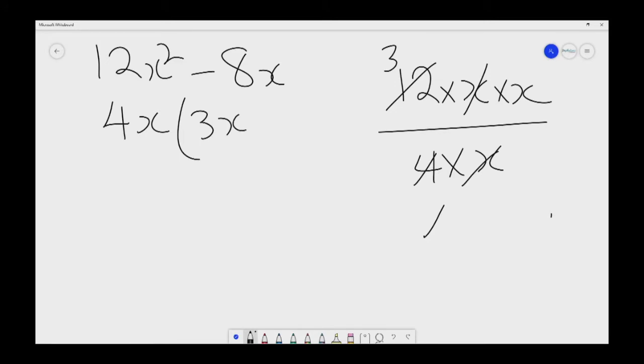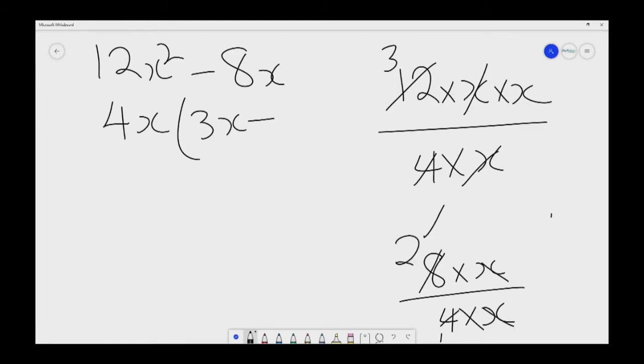Now let's look at the other one. We have 8 multiplied by x divided by 4 multiplied by x also. 8 divided by 4 is 2. So now we have minus 2. So we can see that when we factorize 12x squared minus 8x, we are going to have 4 into 3x minus 2. Let's continue by looking at one last example.